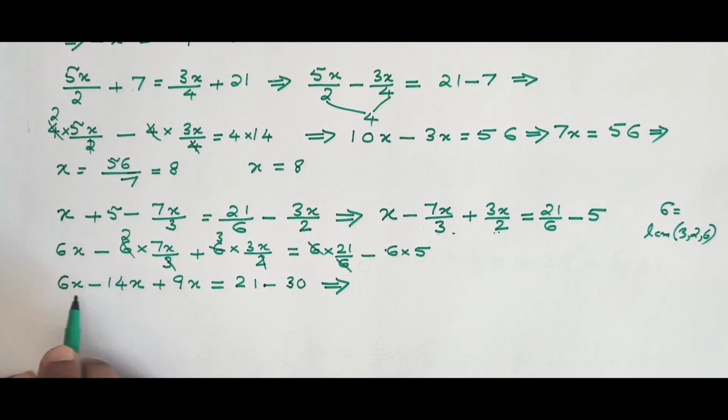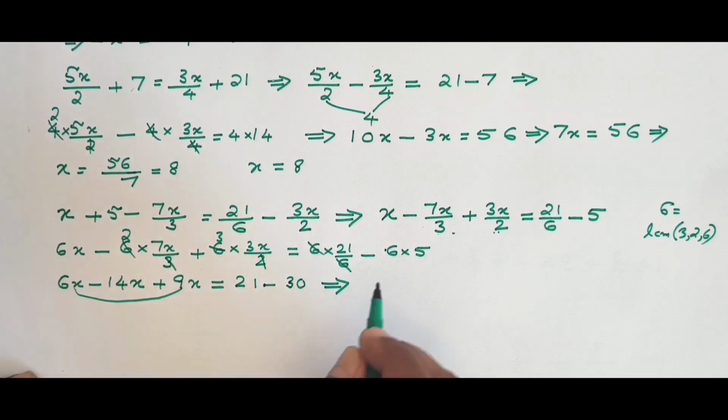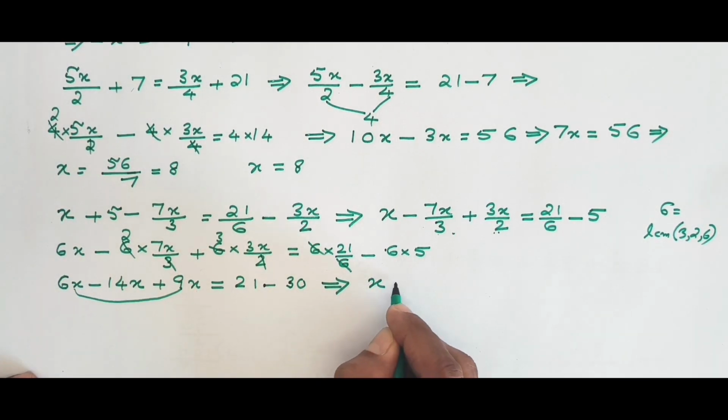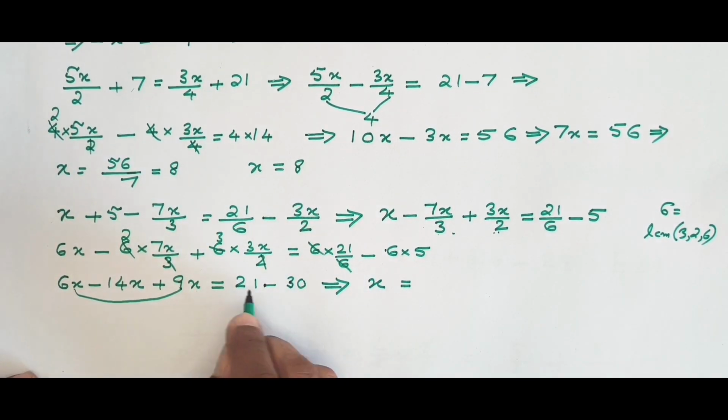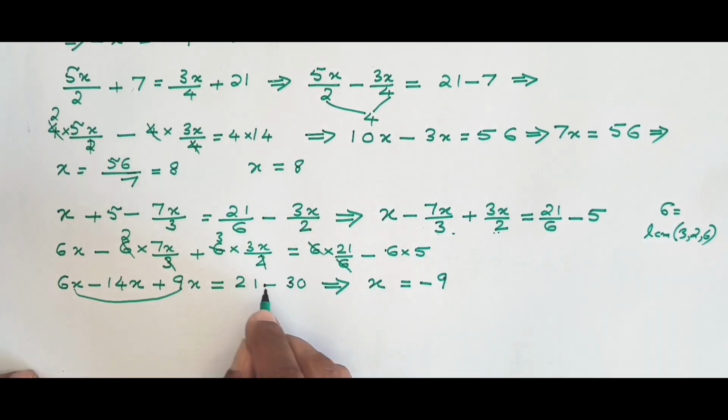To simplify this, you collect all the plus terms, 6x and 9x, that is 15x. Can you see? Then 15x minus 14x, which is just x. And on the right side, 21 minus 30, you take the difference between 21 and 30 and put the sign of the bigger number, that is minus. So x equals minus 9 is the final solution.